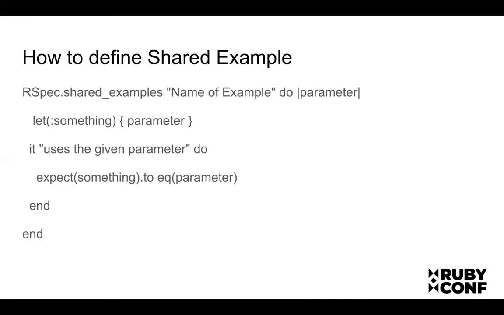So let's see how to define a shared example. A shared example is defined by writing RSpec.shared_examples, followed by the name of that example. The name can be whatever we want, and it can be treated like a context block or describe block for the shared examples. And we can also pass parameters to it. The parameter is optional. We can skip it, and we can also pass as many parameters as we want.